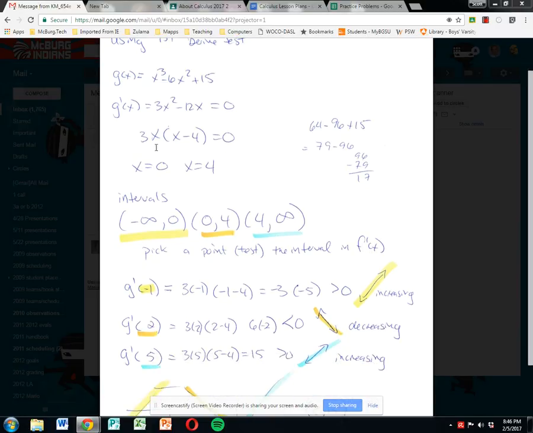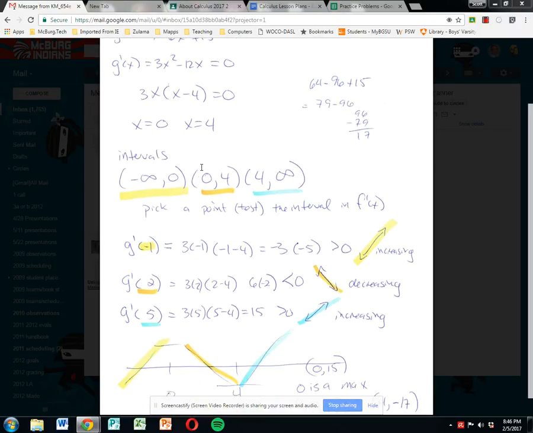The only way that this product is equal to 0 is if x is equal to 0 or x is equal to 4. So what this basically does for us is it defines intervals. Starting at negative infinity, you write an interval from negative infinity to 0. Then you write the next interval from 0 to 4, and then you write the last interval from 4 to infinity. And you pick a test point on these intervals.